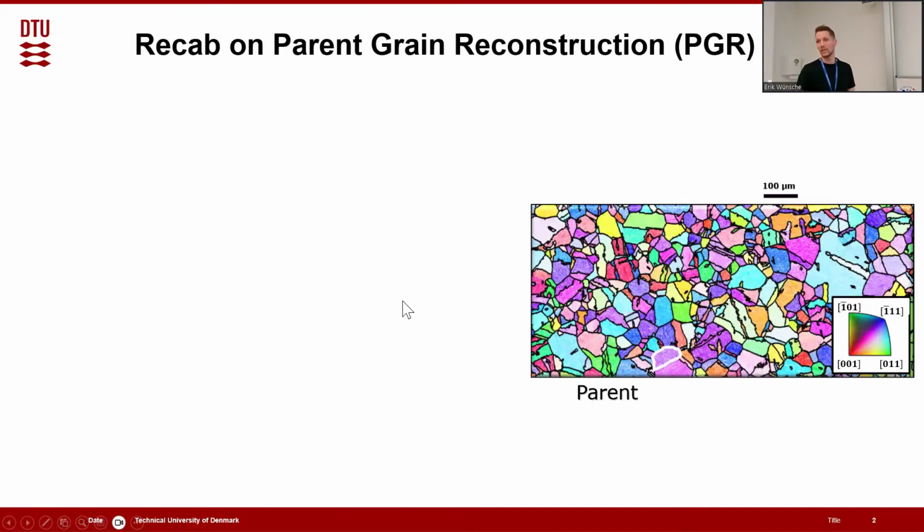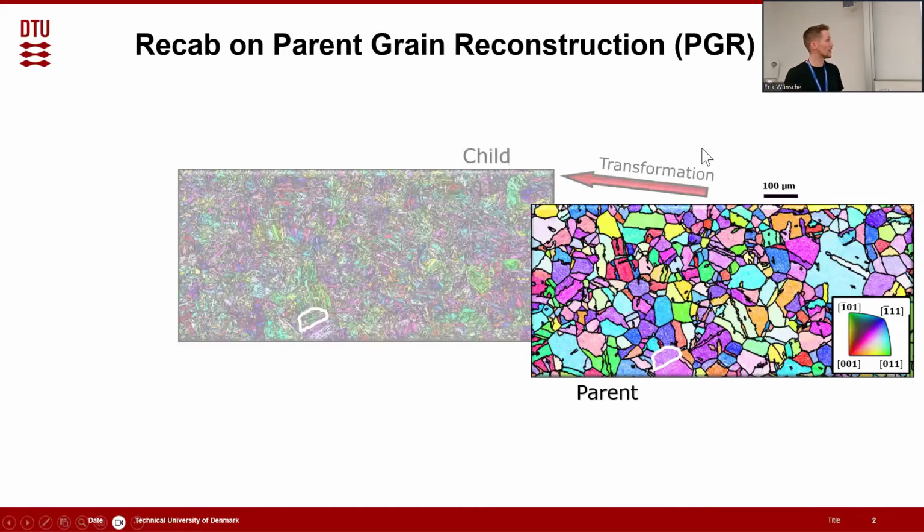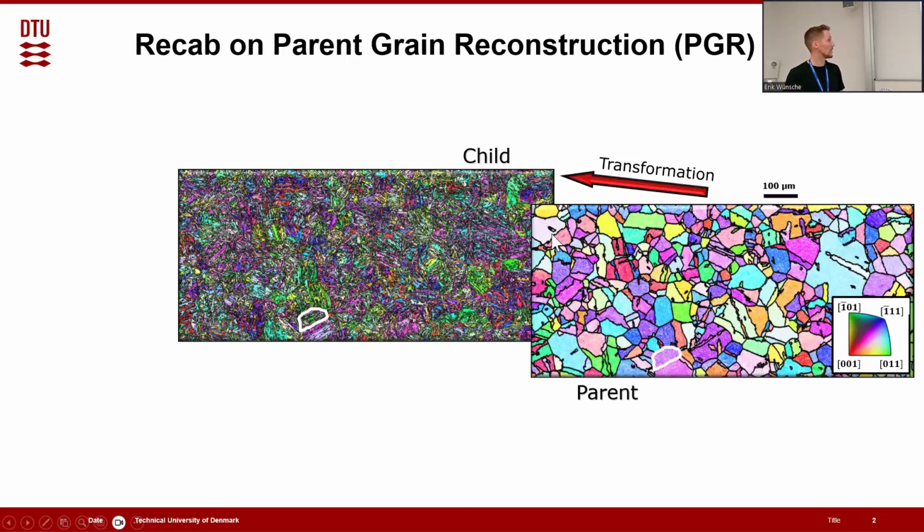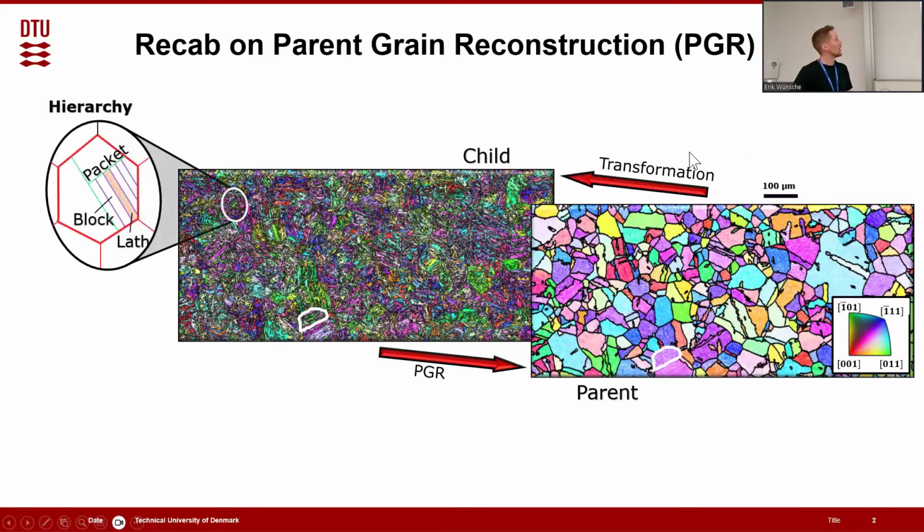Tuomo already did a little bit of a recap, so I'm going to skip over this a little bit quickly. Parent grain reconstruction simply concerns the problem that we have a microstructure, for example, at high temperature. This here would be austenite. During cooling, for instance, we get a phase transformation and a fragmentation into a lot of child grains of a different phase. Parent grain reconstruction then aims to go back from this microstructure that we might have acquired with our EBSD system to reconstruct the parent microstructure that used to be there at high temperature.